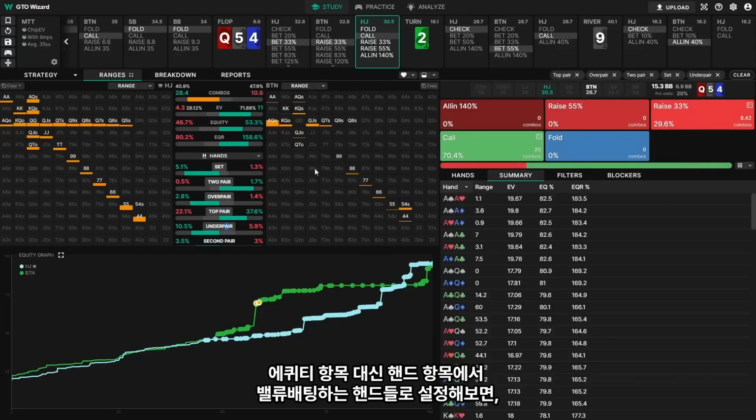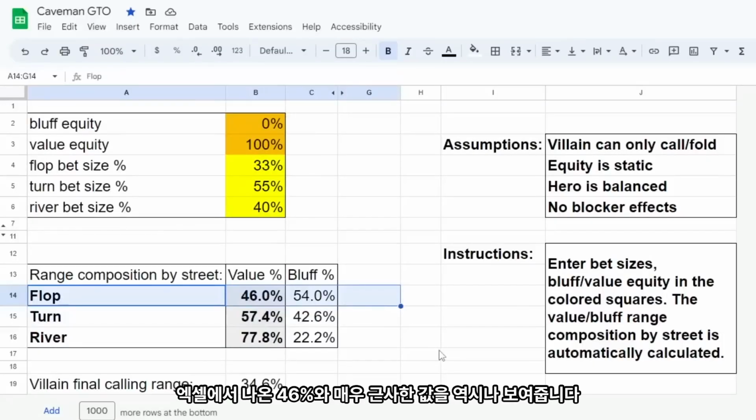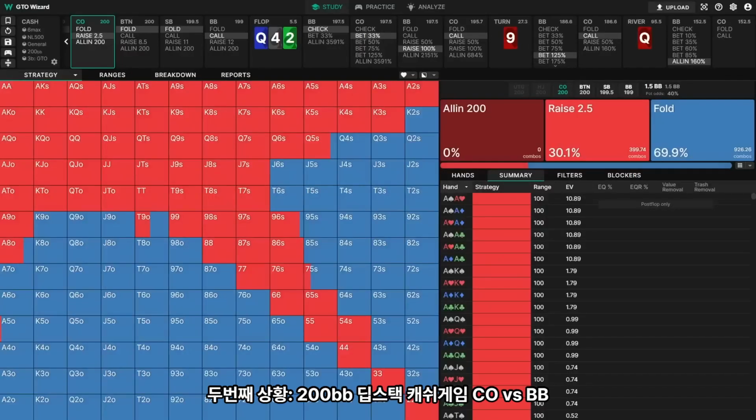What does it say? 48%. So about 48% of button's flop raising range should contain value bets. Our toy game model predicts 46%. Pretty darn close.